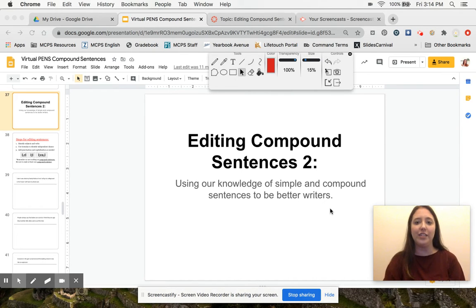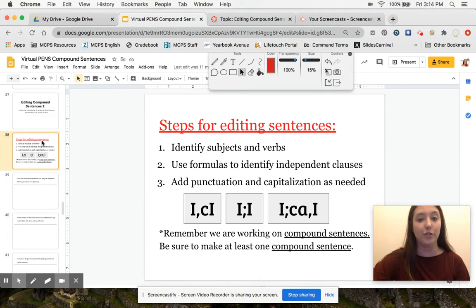We are continuing our discussion of compound sentences. This is compound sentences part 2. If you need a refresher on compound sentences, you can go back to some of the videos from part 1. But we're moving along now with compound sentences part 2, which is actually editing compound sentences 2, using our knowledge of simple and compound sentences to be better writers. So we're going to go back to those steps that we talked about for editing sentences.